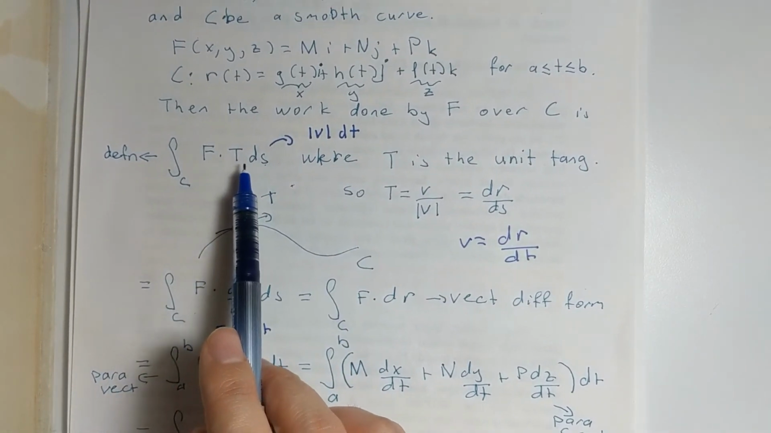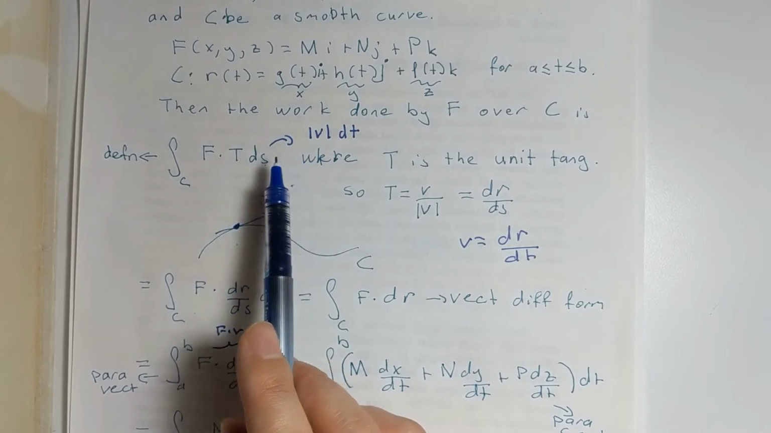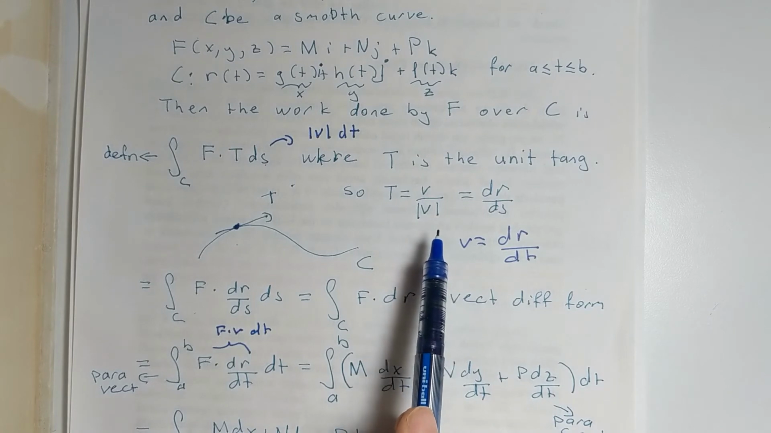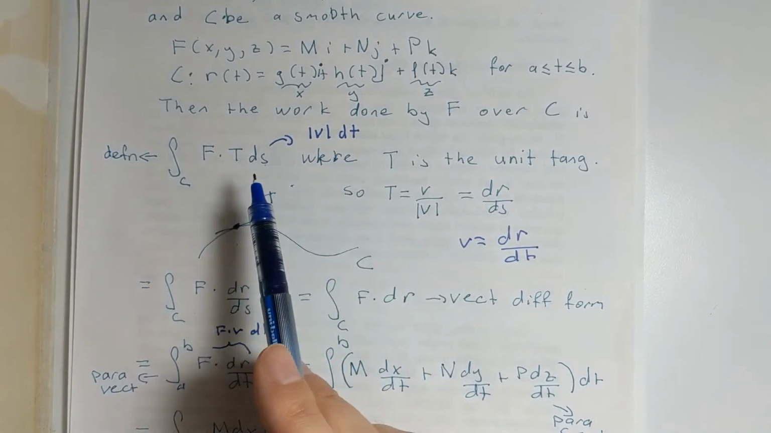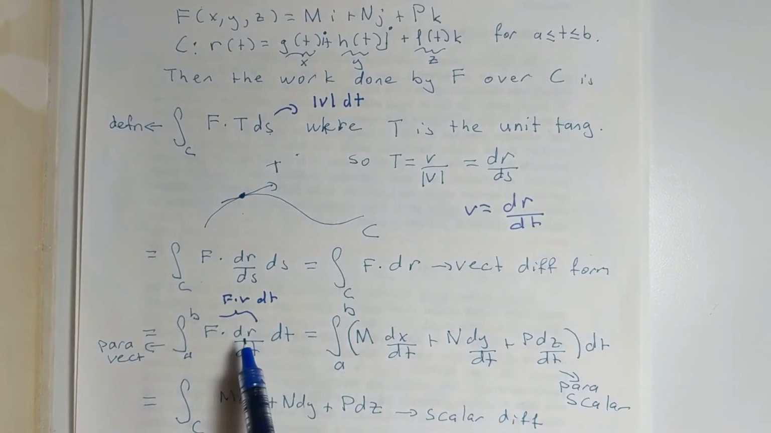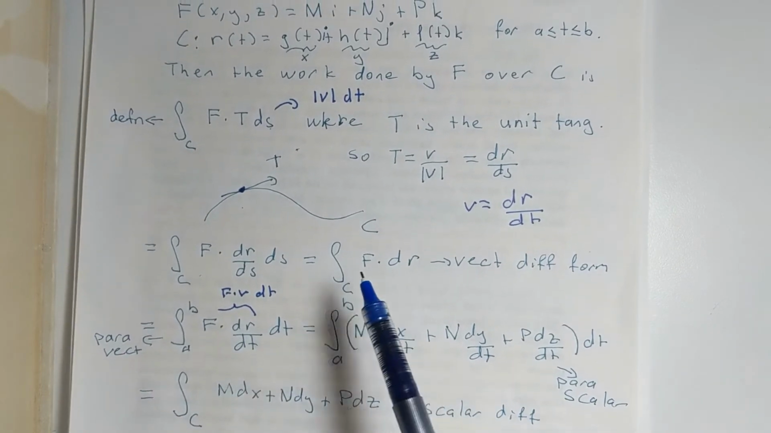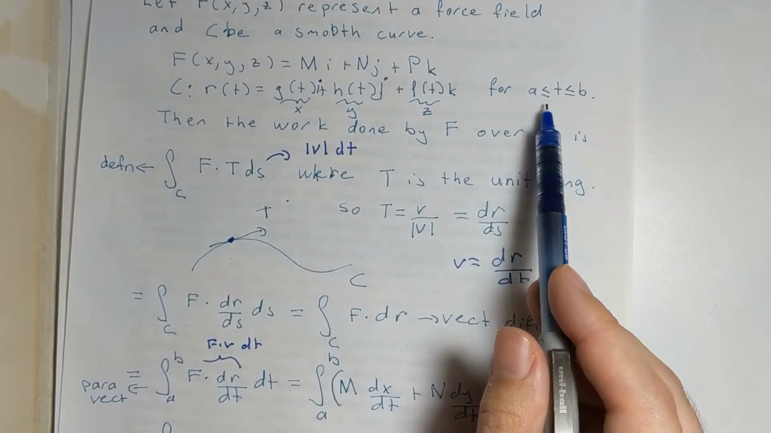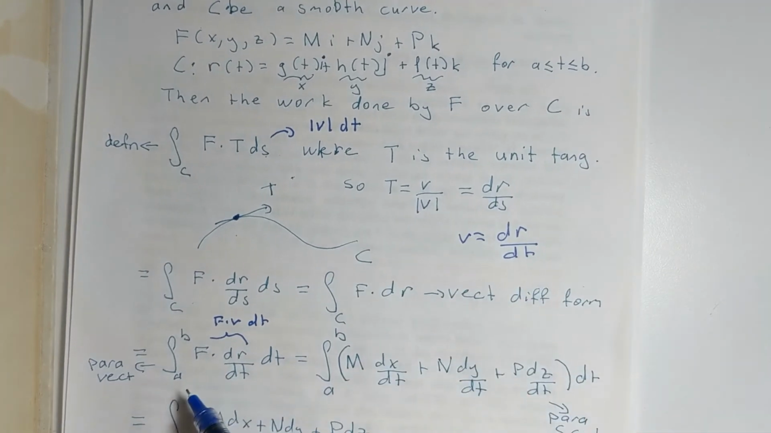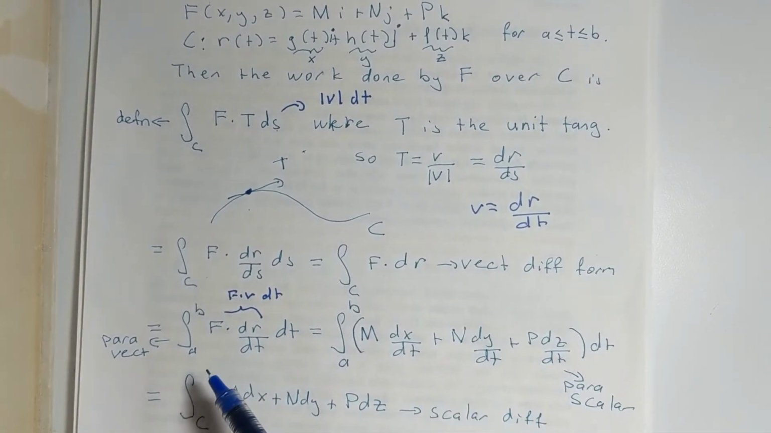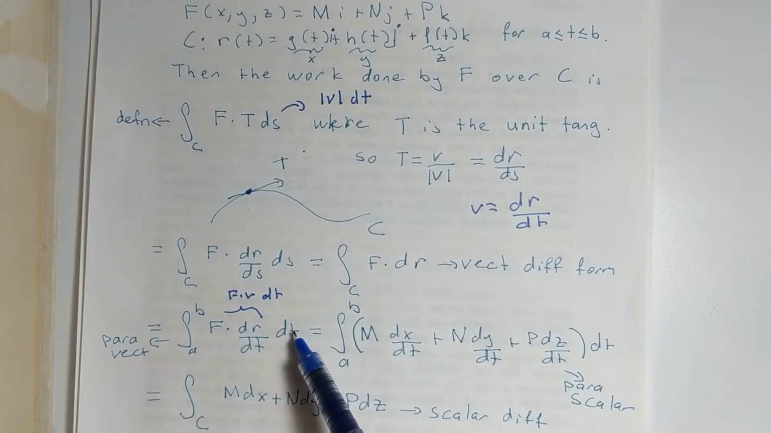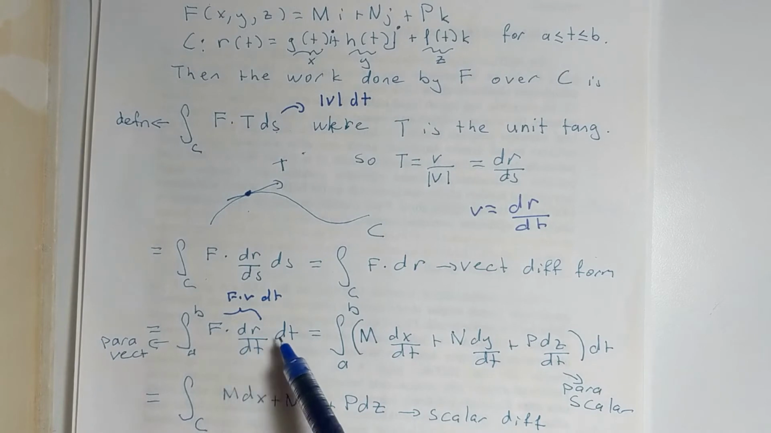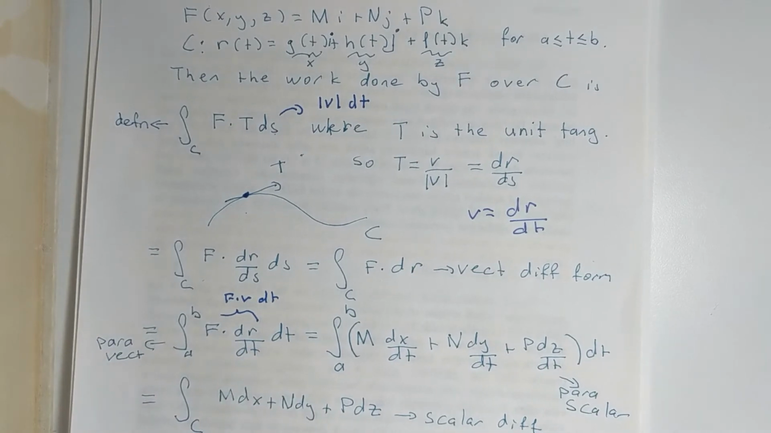Because once you plug in for ds, v dt, and for T, v over the absolute value of v, the lengths are going to cancel, and you're just going to get v dt. In other words, F dot dr/dt. Now this integral is not over the curve anymore, because t was parameterized between a and b. This exactly tells you how to calculate the integral, right? Once you go to t, you know the bounds on t, so the integral becomes the integral from a to b of F dot dr/dt. It tells you how to calculate it.